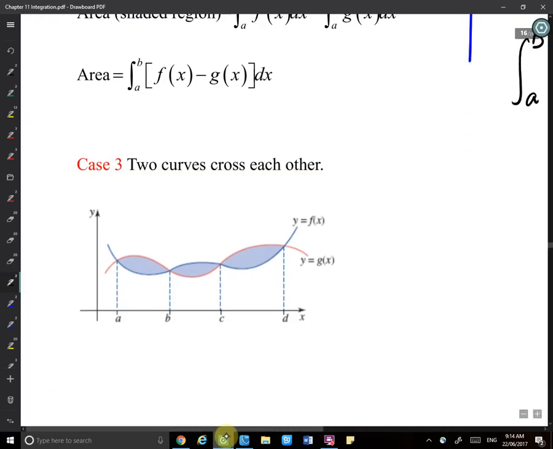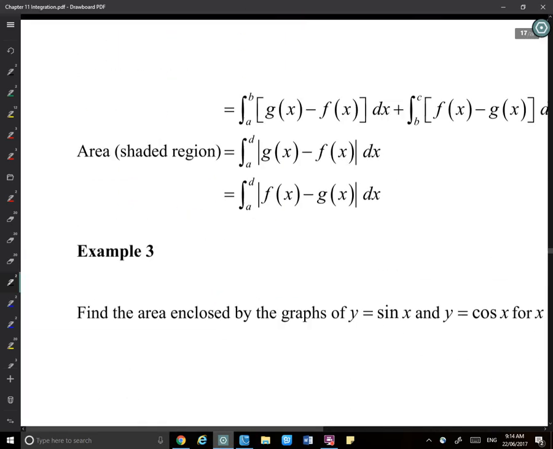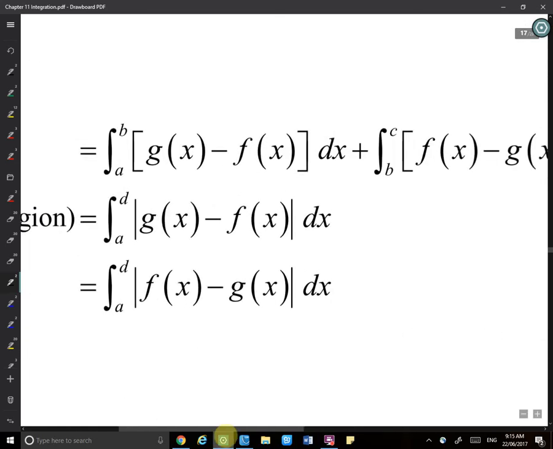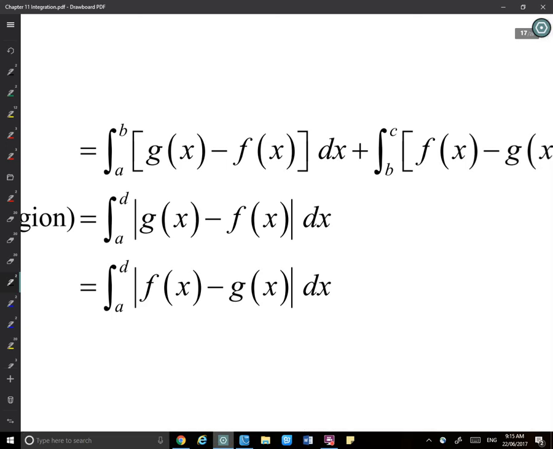Okay, I want the area bounded by the curves from A to D. Doesn't matter which one is on top, which one is below. You just use one graph, subtract the other one, and put an absolute sign around it. It doesn't matter which one is in front. I can use fx subtract gx or gx subtract fx. Just put the absolute sign there, and that will give you the same result. Just from A to D.